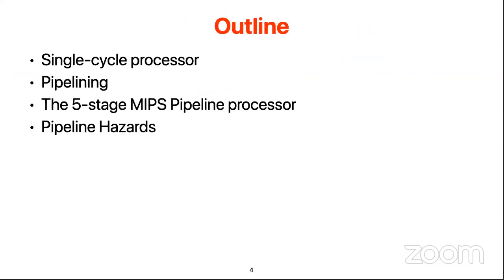Okay, so today we are going to talk about the single cycle processor first, and then we are going to talk about the concept of pipelining and how to design a 5-stage MIPS pipeline processor. It's the best chance for you to have an idea about what's going on. If you have that big picture of the 5-stage MIPS pipeline, it will make your life in the lab a lot easier. And finally, we are going to talk about pipeline hazards.